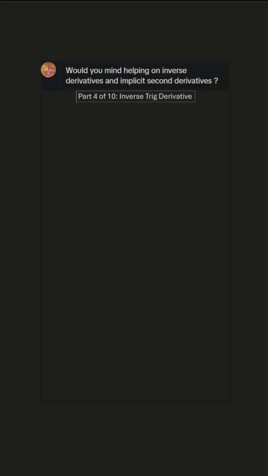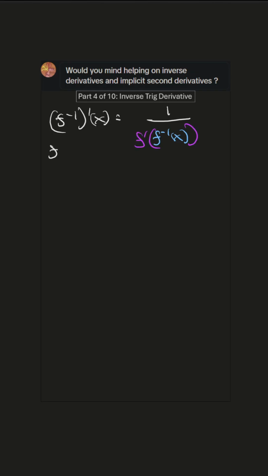Let's do one more example of inverse derivatives. This one will be trig. So remember our formula. F inverse prime of x equals 1 over f prime of f inverse of x.